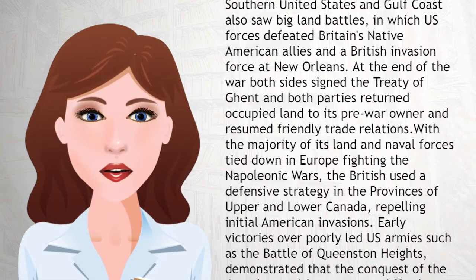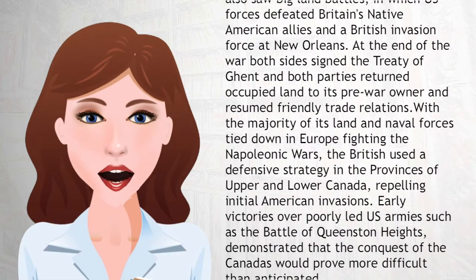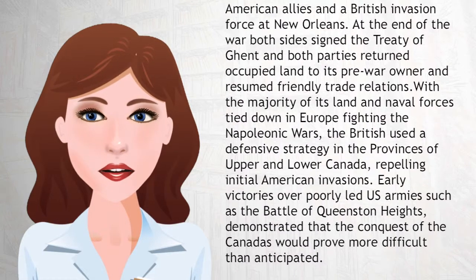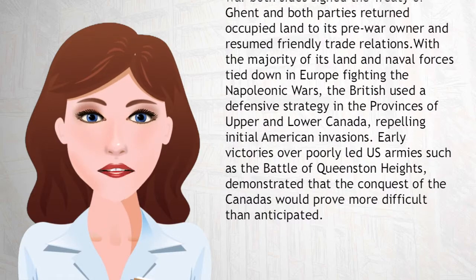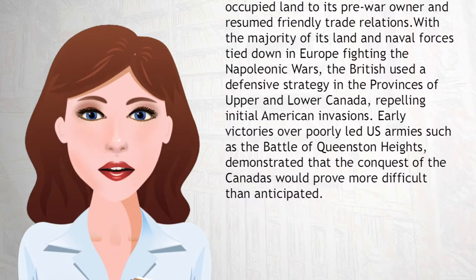At the end of the war both sides signed the Treaty of Ghent and both parties returned occupied land to its pre-war owner and resumed friendly trade relations, with the majority of its land and naval forces tied down in Europe fighting the Napoleonic Wars.